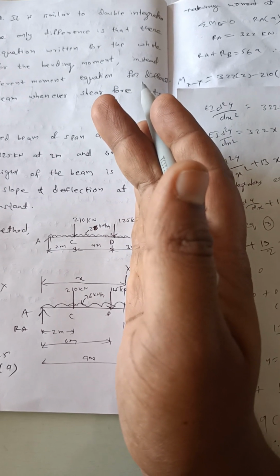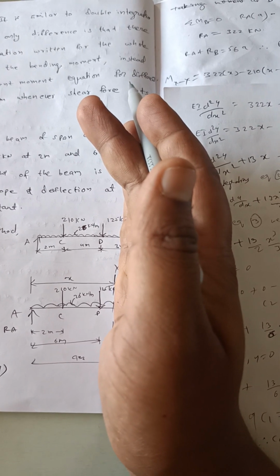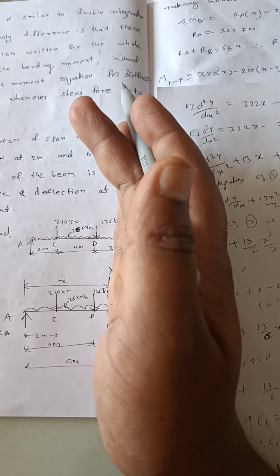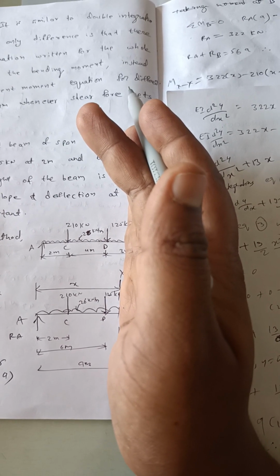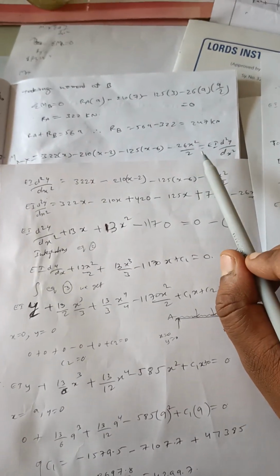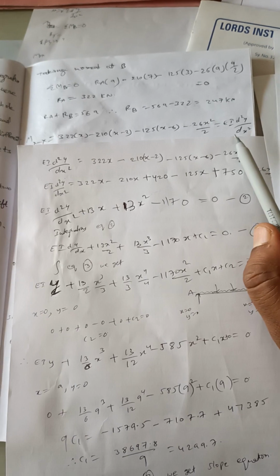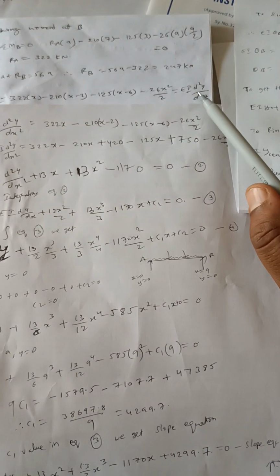So force into Ra into x minus 210 into x minus 2 minus 125 into x minus 6 plus minus 26 into x by 2. So the same thing I have written here. You can see here, equal to EI d square y by dx square. So from here it is EI d square y by dx square. So I have equated it.